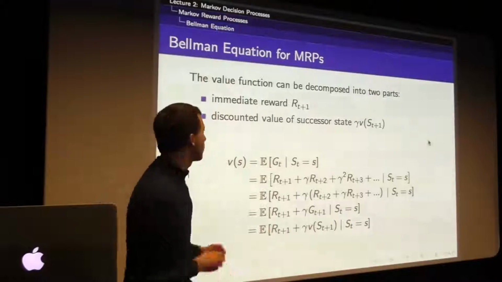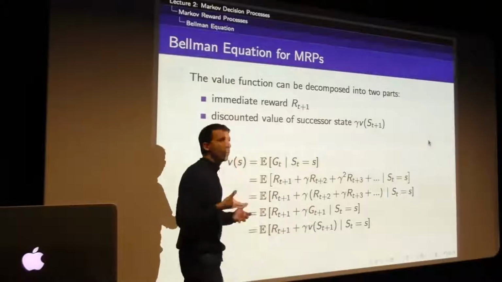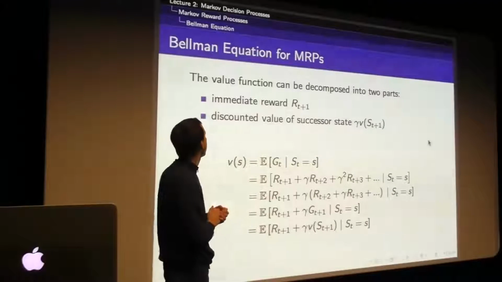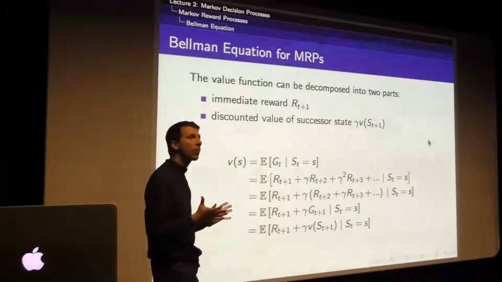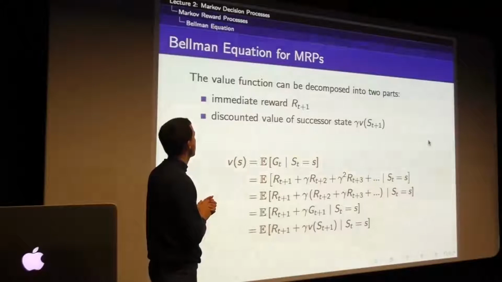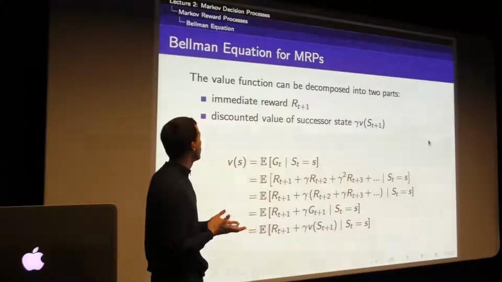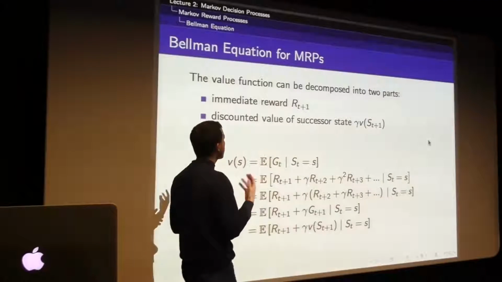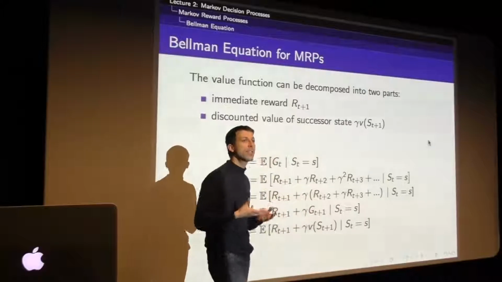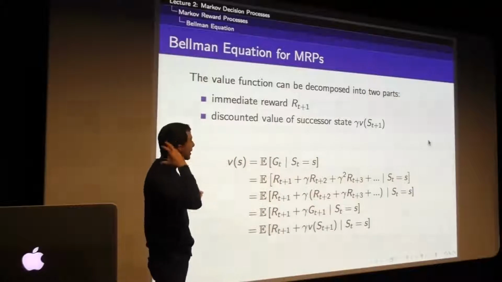So now we're going to talk about maybe the most fundamental relationship in reinforcement learning. You might have come across this in dynamic programming. It's very widely used, and it's called the Bellman equation. The idea is that the value function obeys this recursive decomposition. And the main idea is very simple.